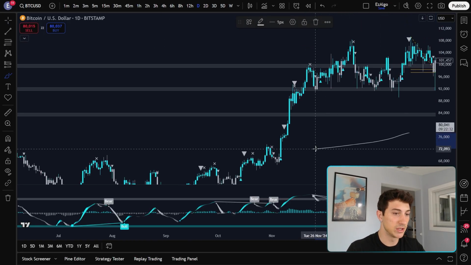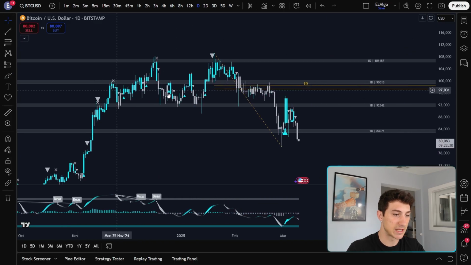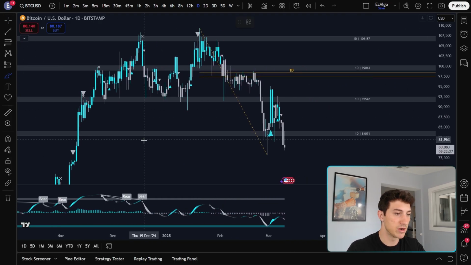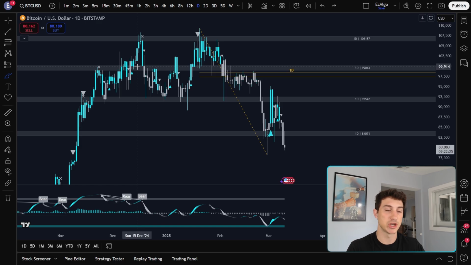So again, you don't just want to use these on a daily time frame. Like if we're on a daily time frame here, you can see that a lot of these signals are not that accurate. Again, they're meant for confirmation on a lower time frame.